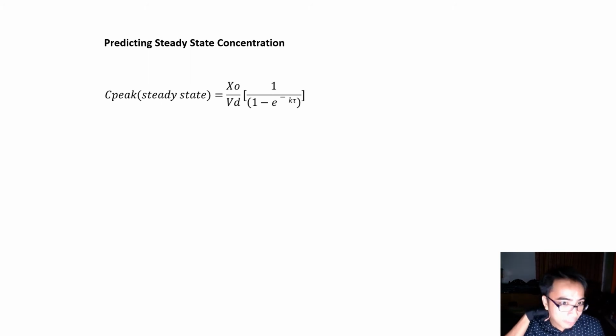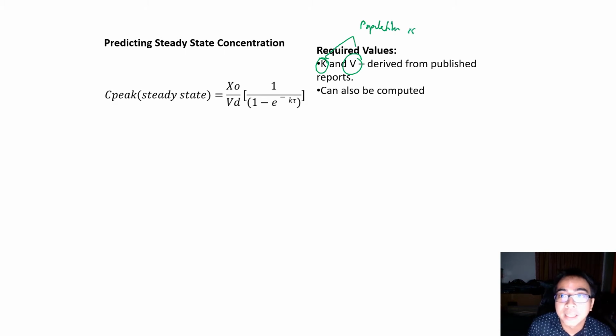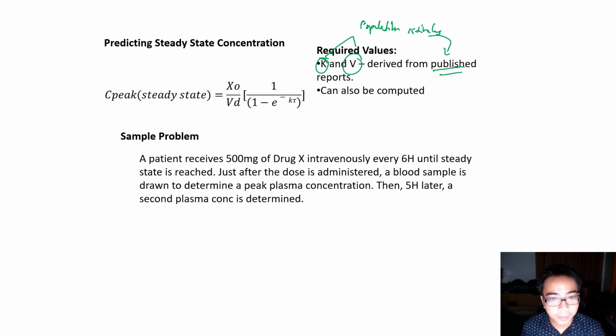So sabi natin, class, ito yung formula natin for steady-state concentration. So we already know this. Now, oftentimes, class, you require two main values here. You need a K, the elimination rate constant, and then your VD. And this is usually derived from published reports. But you can also compute for this. But most often than not, class, provided naman to sa atin, population estimates. Kinukuha natin sa published reports. Okay? So, let's say, for example, class, we have a patient here, okay, who receives 500 milligrams of drug X intravenously every 6 hours until steady state is reached. Now, just after the dose is administered, a blood sample is drawn to determine the peak plasma concentration.